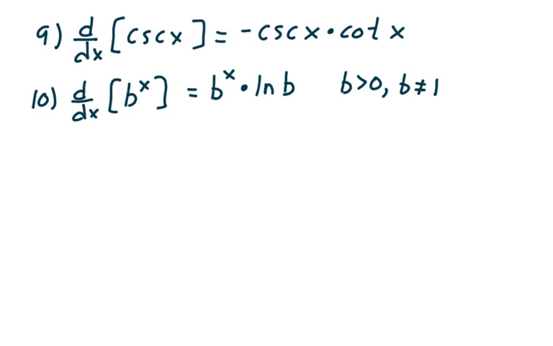Okay, so for example, b can be 5, right? So in other words, the derivative of 5 to the x with respect to x is equal to 5 to the x multiplied by natural log of 5. Now, with that, I want to start looking at the chain rule.